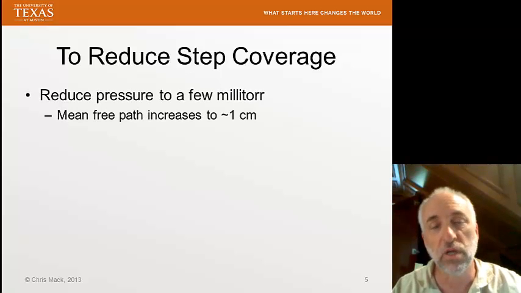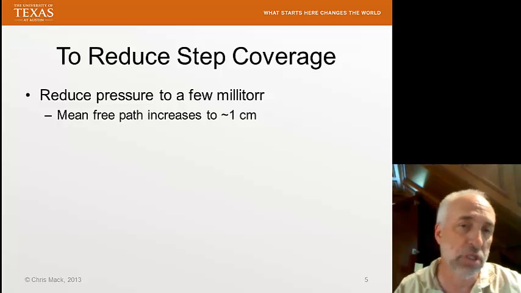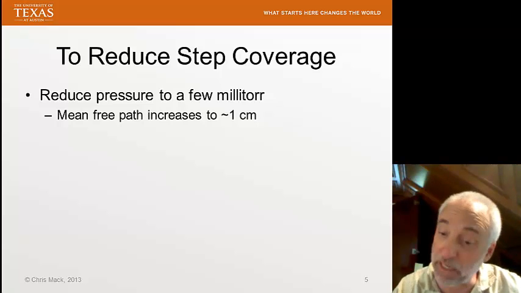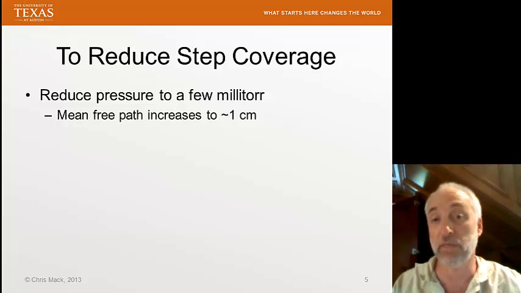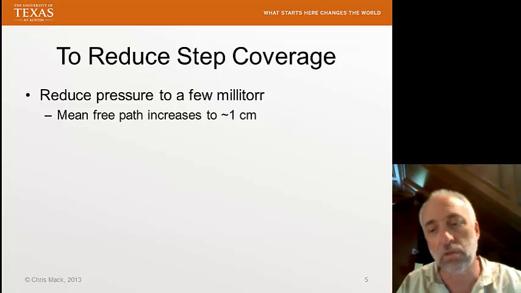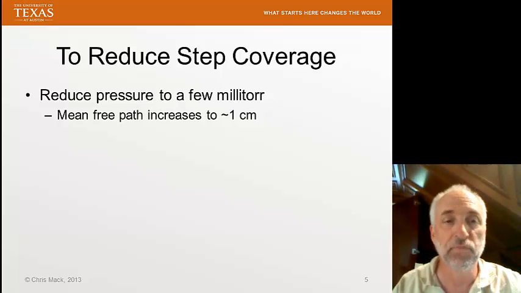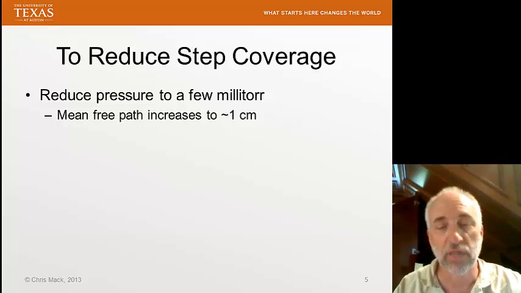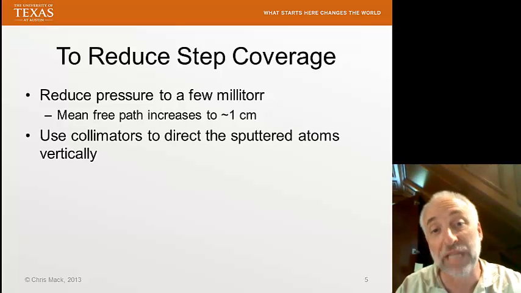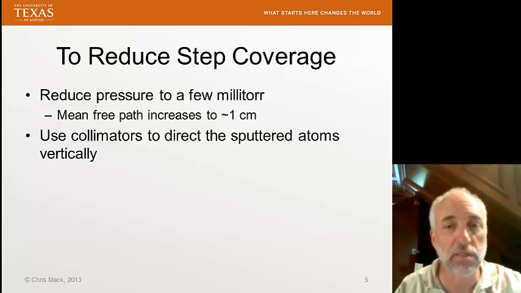Well, this will reduce the deposition rate a little bit, but not as much. We're going to reduce the pressure to a few millitorrs so that the mean free path is on the order of a centimeter, but not on the order of tens of centimeters. So we can have an order of magnitude or 2 orders of magnitude higher pressure than we would have to otherwise, which results in higher deposition rates. But we're going to use something called a collimator to direct the sputtered atoms vertically, because 1 centimeter is still small compared to the distance from the target to the wafer.